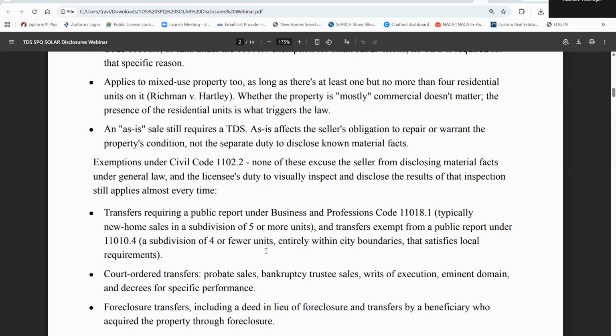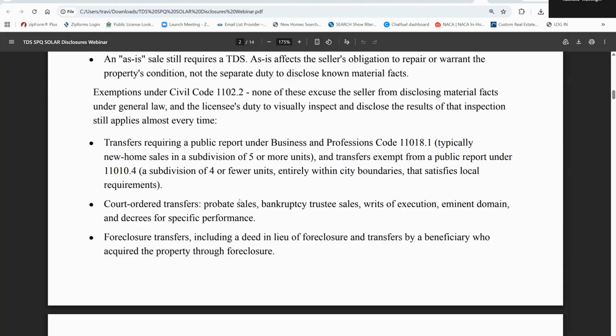And the licensee's duty to visually inspect and disclose the results of that inspection still applies almost every time. So transfers requiring a public report under Business and Professions Code, so typically a new home sale in a subdivision of 5 or more units, and transfers exempt from a public report under this other Professions Code. So that'd be a subdivision of 4 or fewer units entirely within city boundaries that satisfies local requirements.